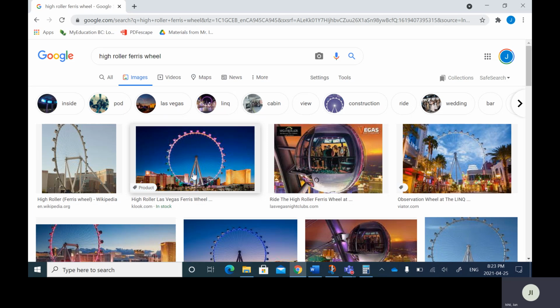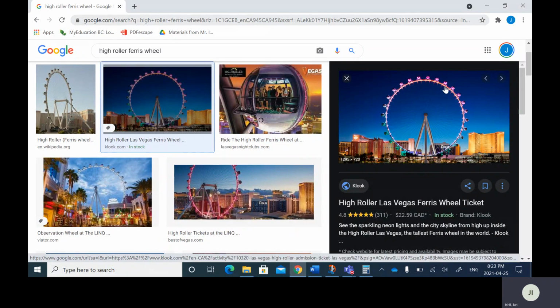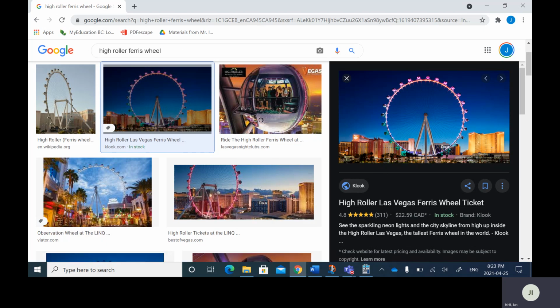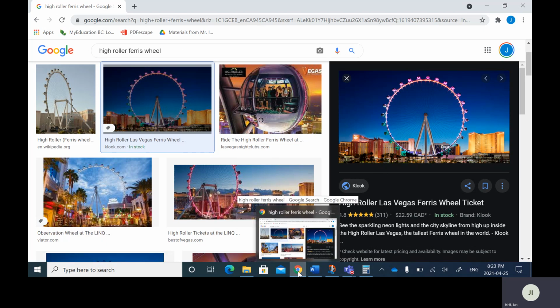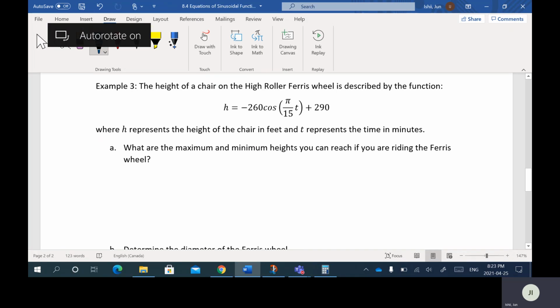So this is a Ferris wheel. Basically, you get on at the bottom and you go around, you take a look at the whole city, and then you're back. This is a ride in Vegas. This is the function that models the height of a chair given its time. The height is in feet, and t represents the time in minutes. So, what are the maximum and minimum heights you can reach if you are riding the Ferris wheel?